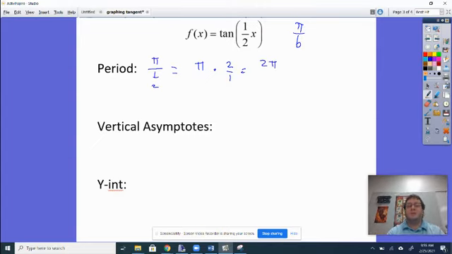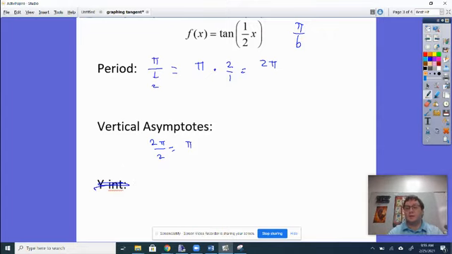So for my asymptotes, I'm going to take the period and divide it by 2. So I'm going to take 2 pi, divide it by 2, and my vertical asymptotes are going to be at pi. And we'll talk about what that means in a second. And then the y-intercept, we're going to look at that in a second as well.